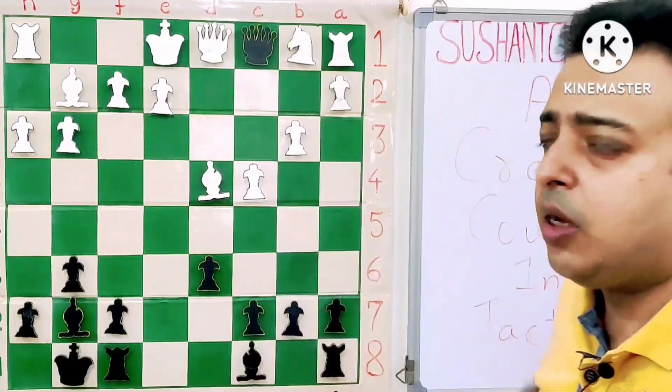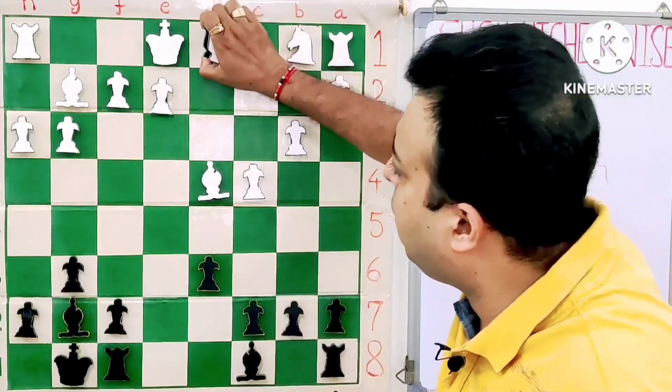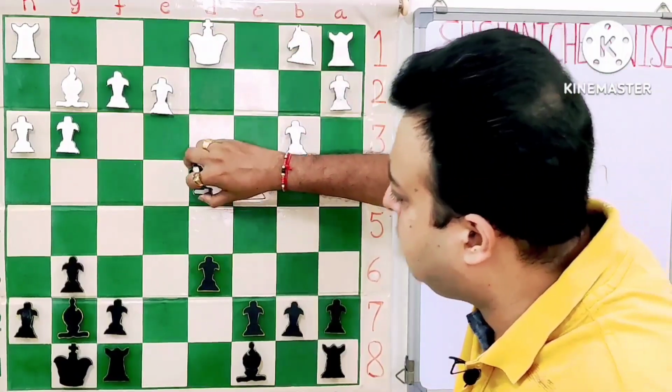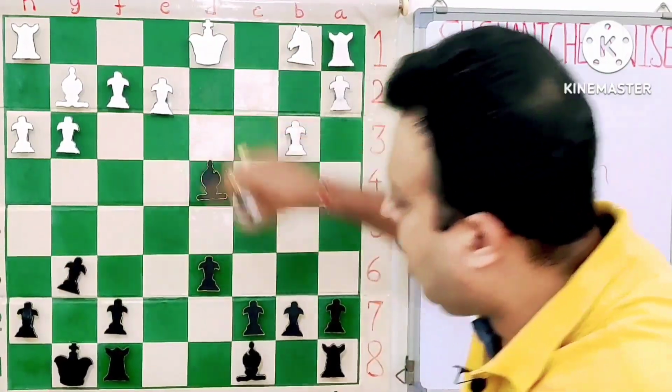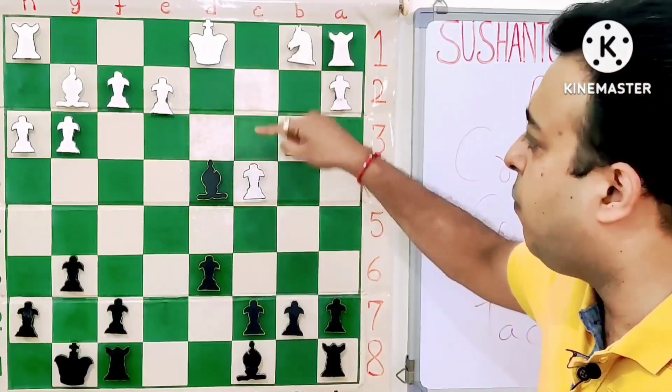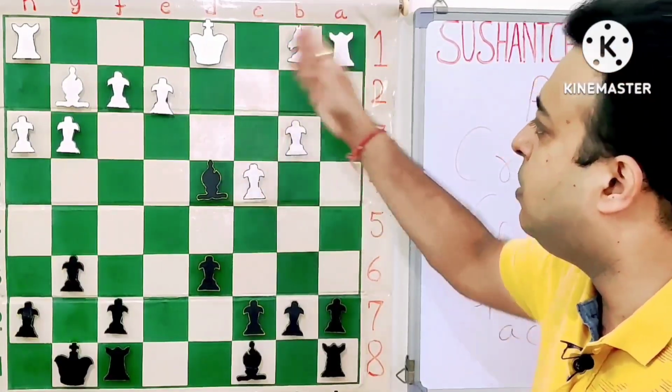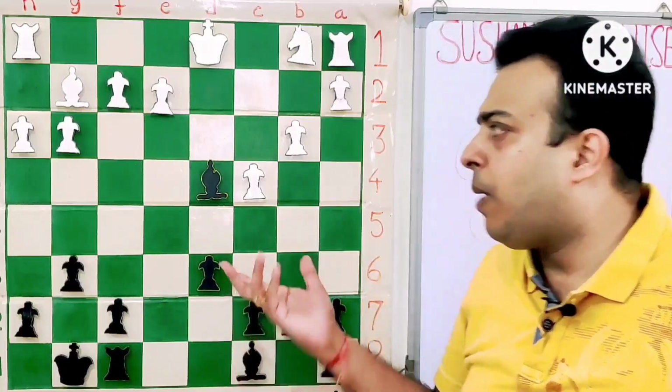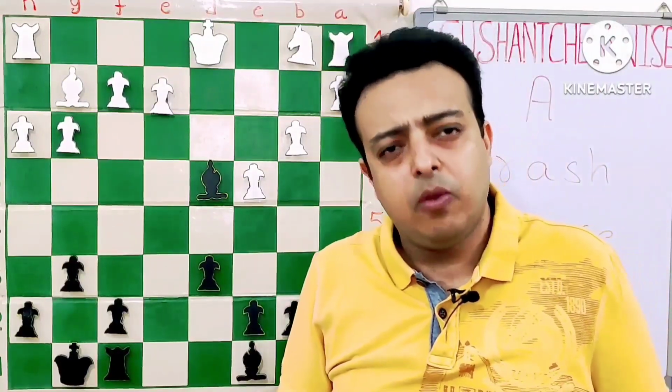Qd1 is forced, and here after Qxd1 Kxd1 black takes, bishop takes d4. And we see that in order to save the trapped rook, knight has to be given up on c3, knight c3, bxc3, and the rook can be moved. So black will become a piece up and will be winning.